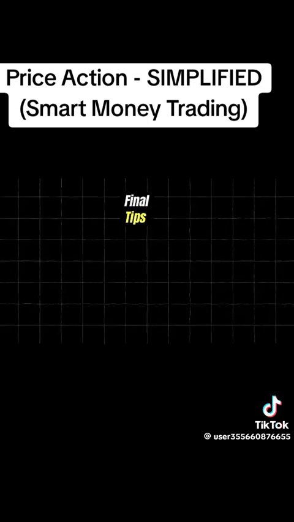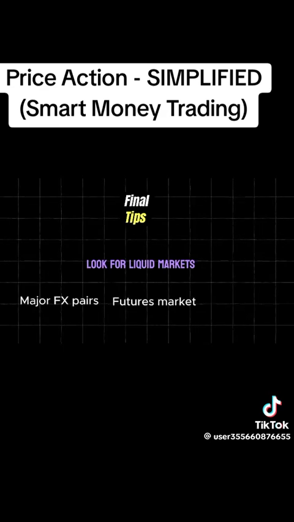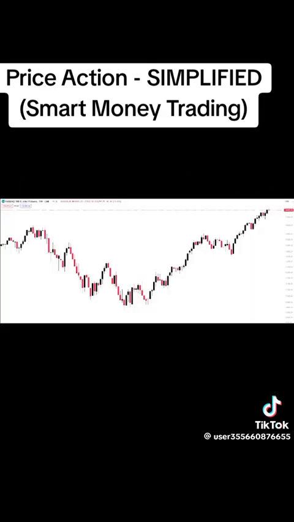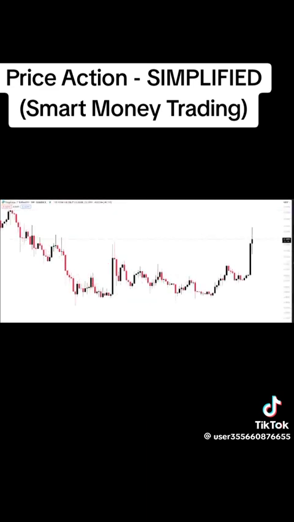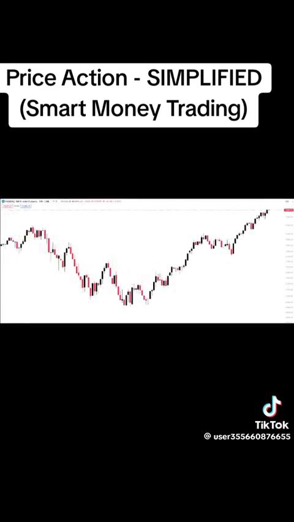As final tips, we suggest you look for liquid markets, such as the major forex pairs or the futures market. The more liquid a market is, the more it moves in trend. For example, let's look at the weekly NQ chart and compare it to random crypto altcoins. Notice that it's much easier to identify the trend on a more liquid market. Better liquidity will also reduce the costs of spread and enter the price right where you place the order without additional slippage.